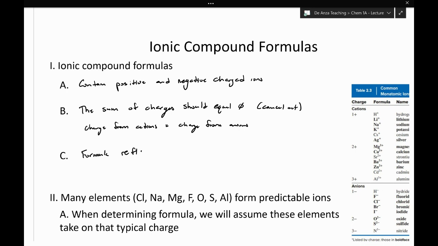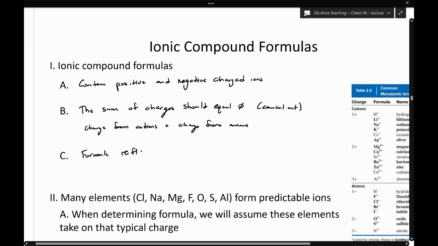Okay? And so what we're going to see is that many elements are going to form ions of a predictable charge. So the formula reflects the smallest whole number ratio of ions.